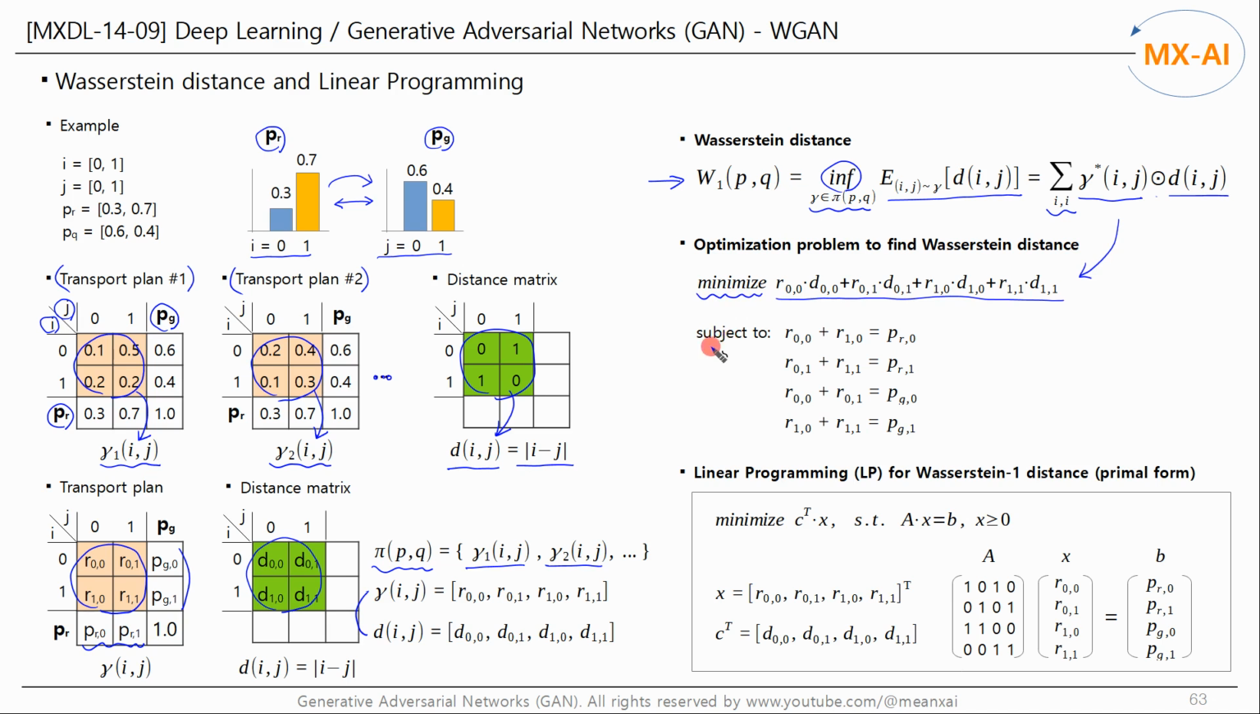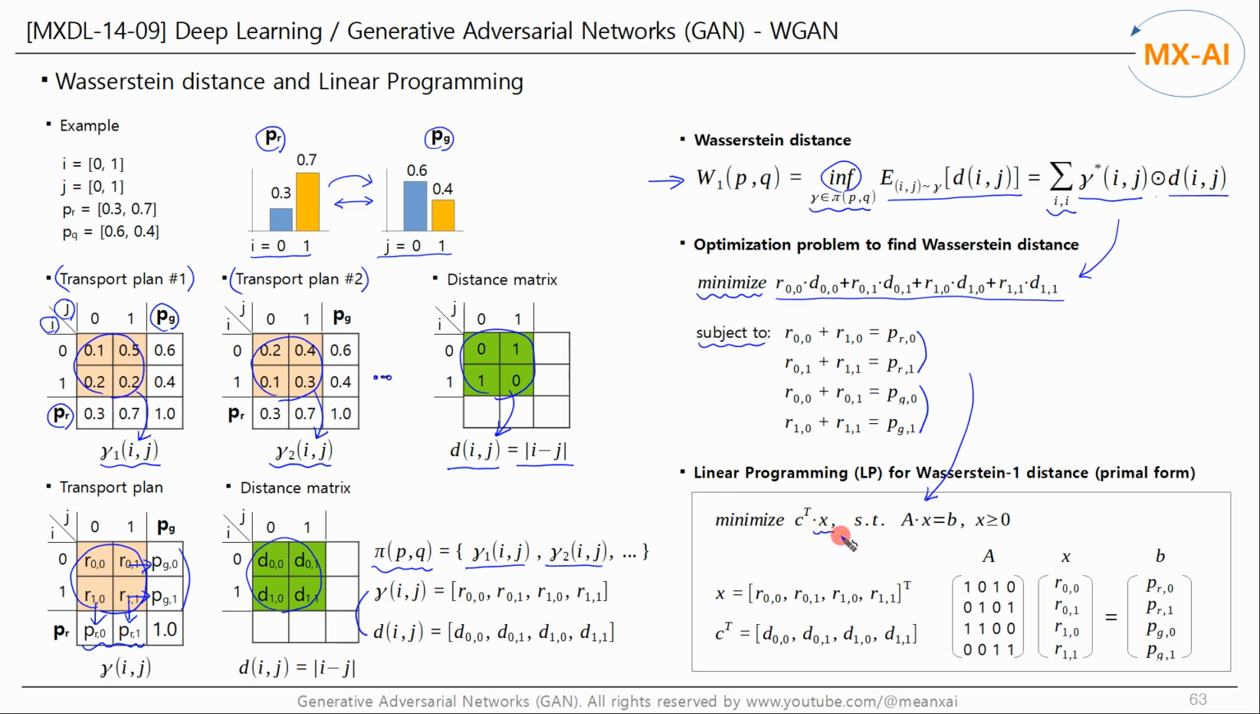And the constraints are as follows. The sum of each column in the matrix gamma must be the distribution of PR. And the sum of each row must be the distribution of PG. This is a typical linear programming problem. This can be expressed in the standard form of linear programming as follows.